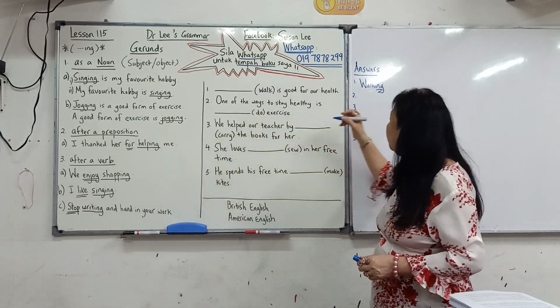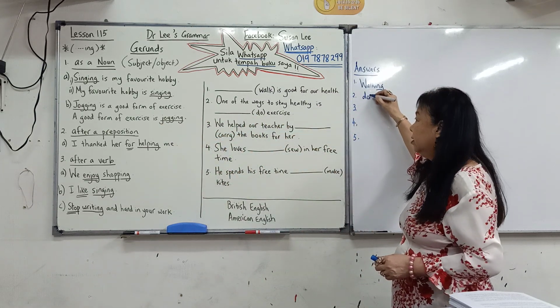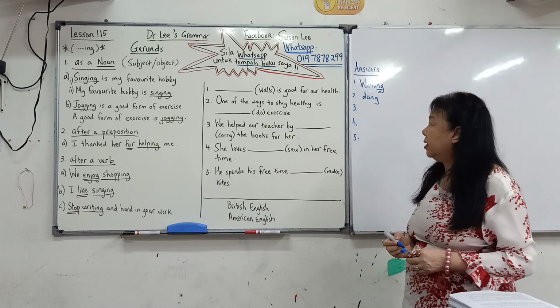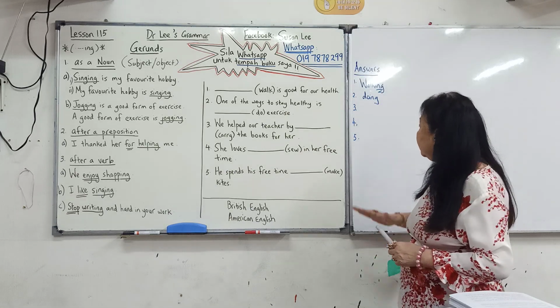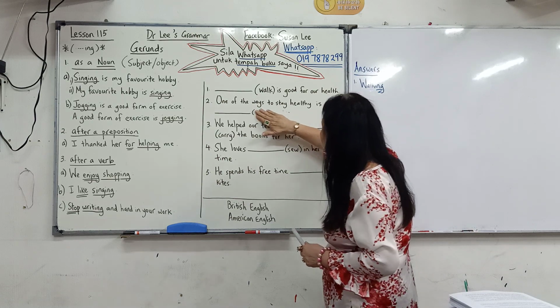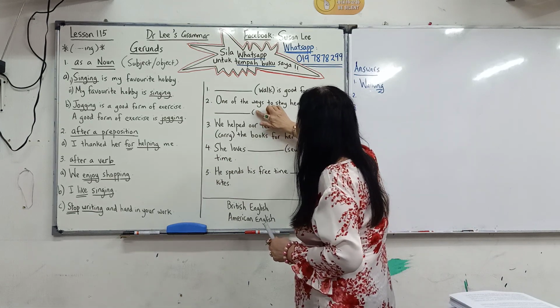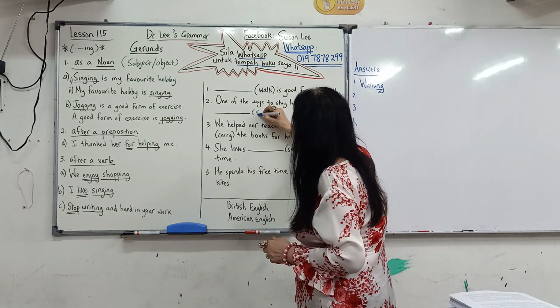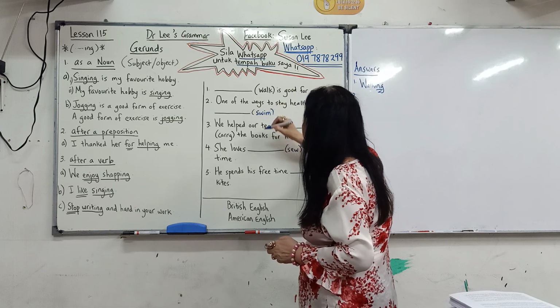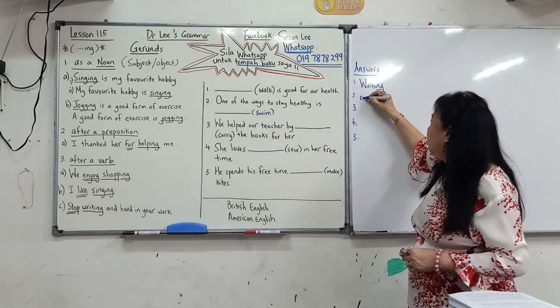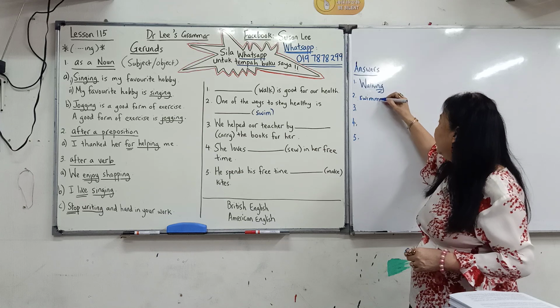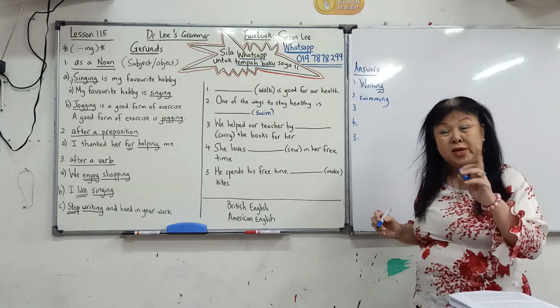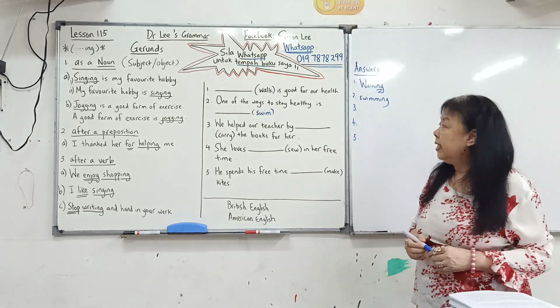One of the ways to stay healthy is, same like here, is and then do becomes doing exercise. Of course, this is not a good example. I would rather we change it to maybe swim, so that it is used as a noun. So just now doing exercise is used as a verb.